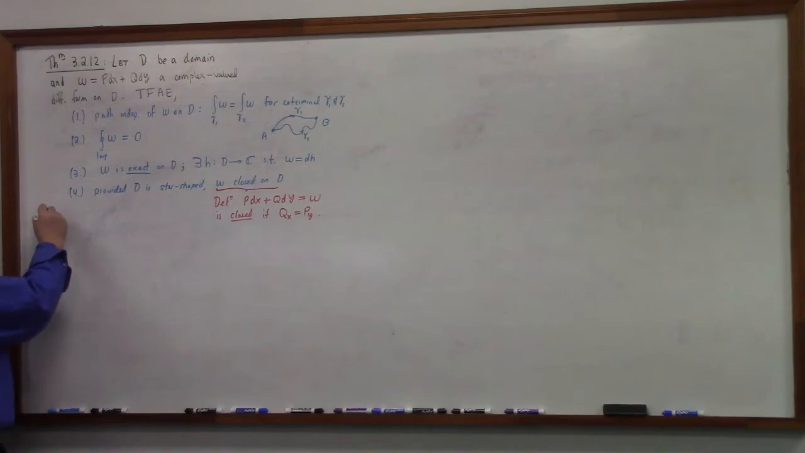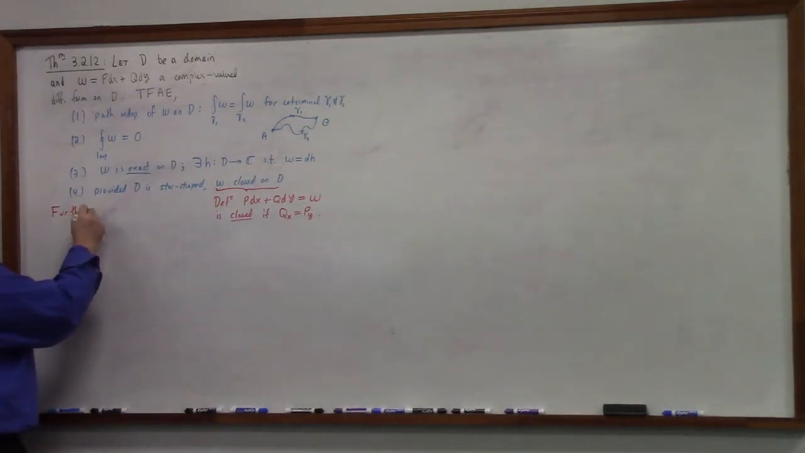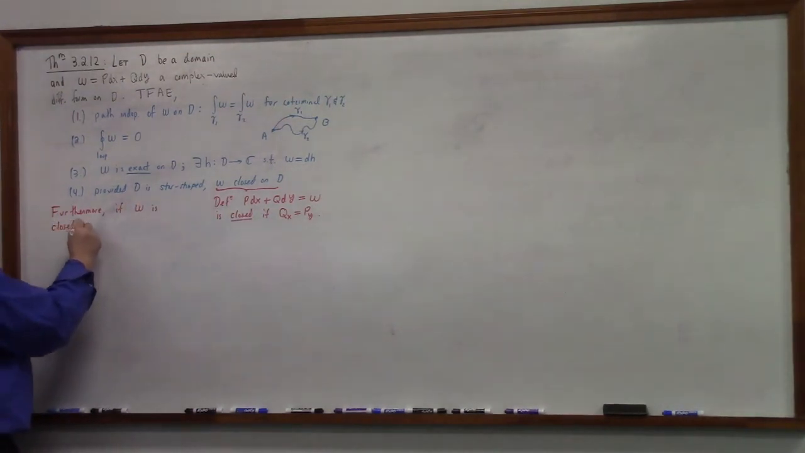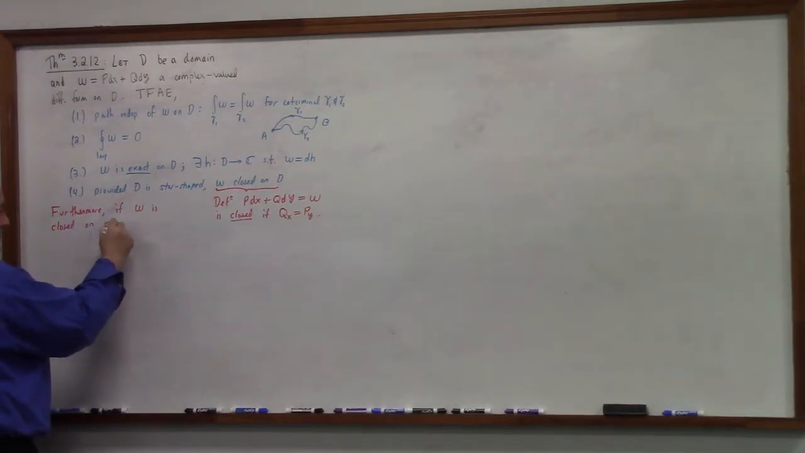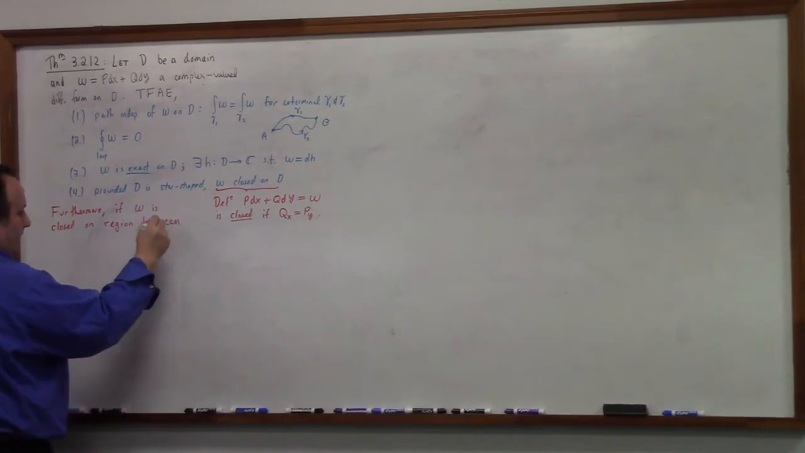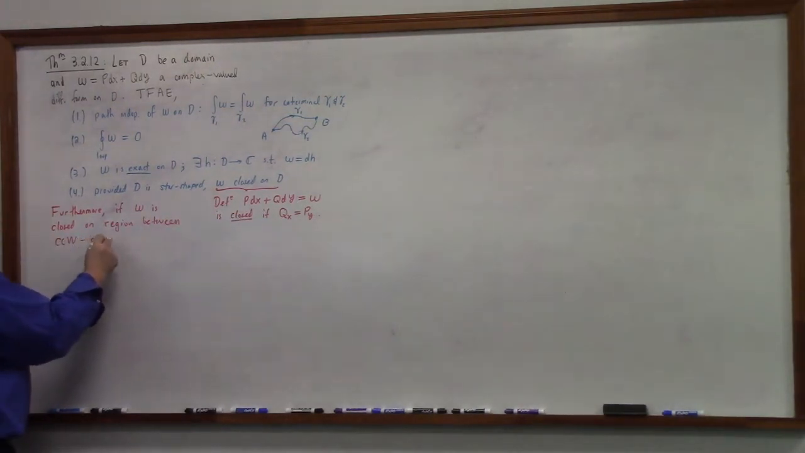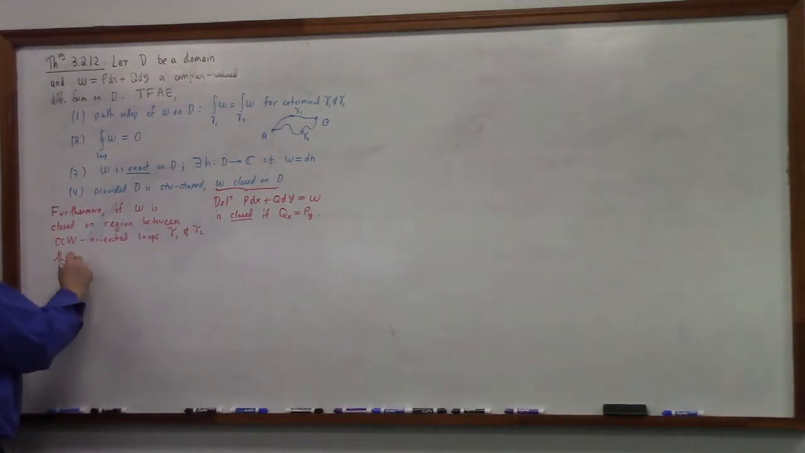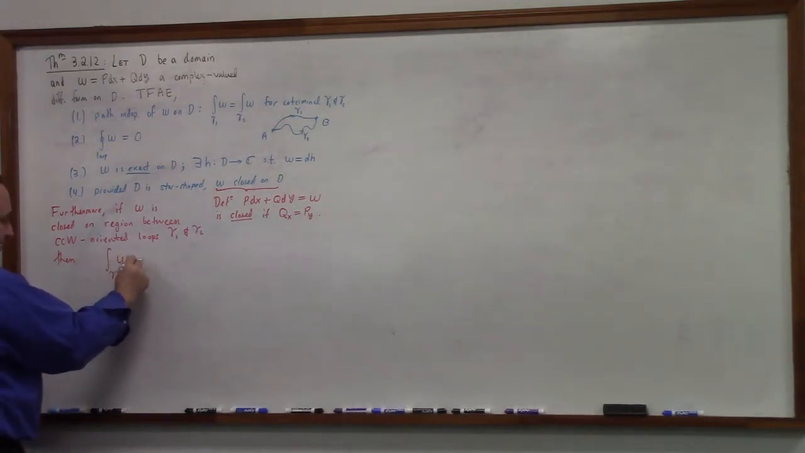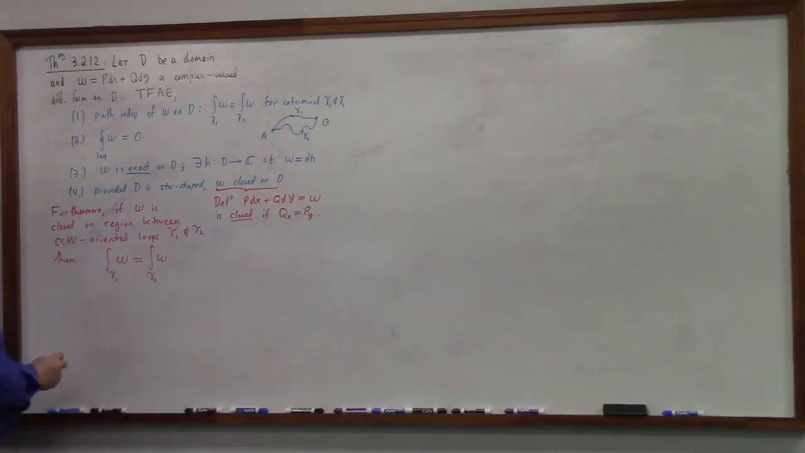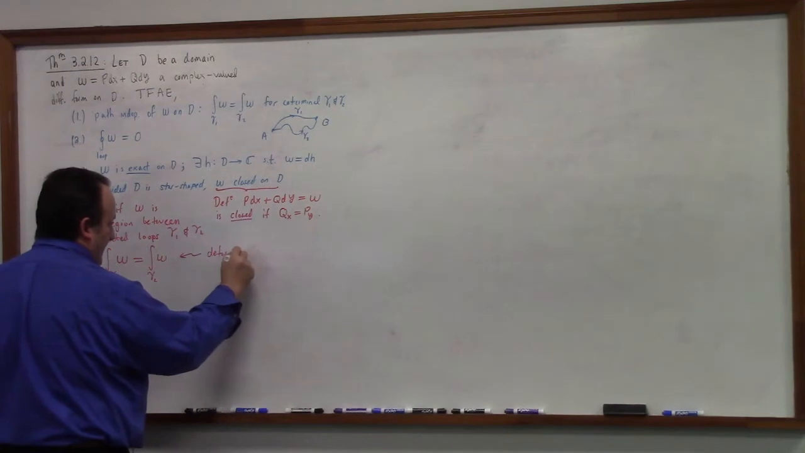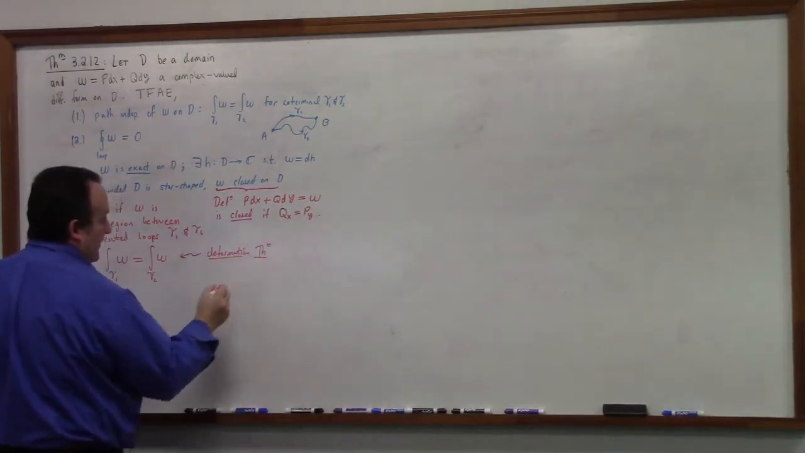And then finally, furthermore, if omega is closed on the region between counterclockwise oriented loops gamma 1 and gamma 2, then the integral over gamma 1 of omega is equal to the integral over gamma 2 of omega. This is called the deformation theorem.